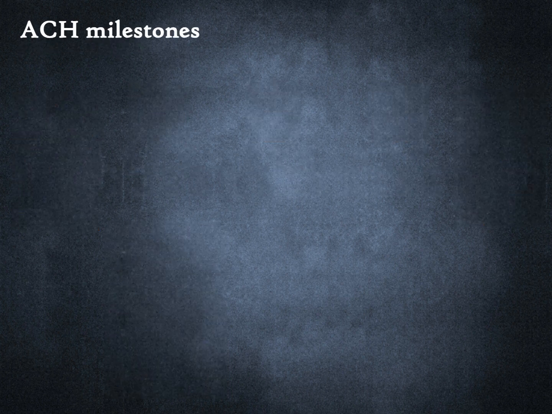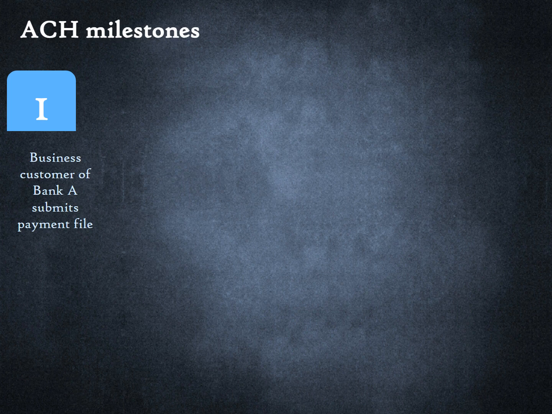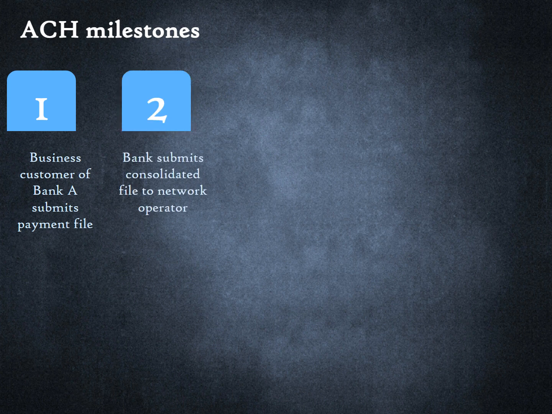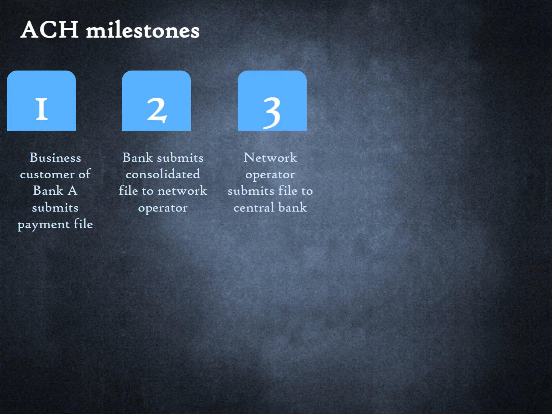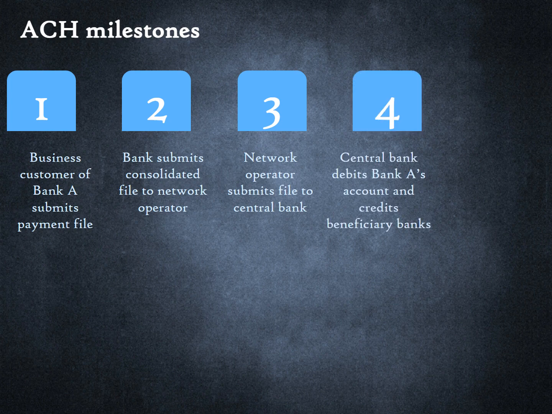The first milestone is the business customer of Bank A submitting an ACH file. The second milestone is Bank A consolidating the payment requests of all its customers and submitting to the network operator. The third milestone is the network operator submitting the file to the central bank. The fourth milestone is the transfer of funds between the accounts banks hold with the central bank. Finally, banks debit and credit their account holders.